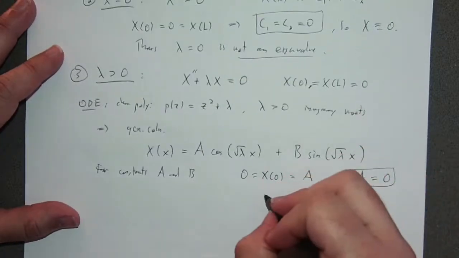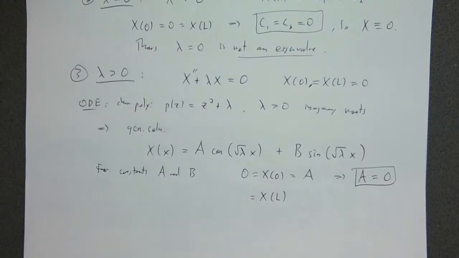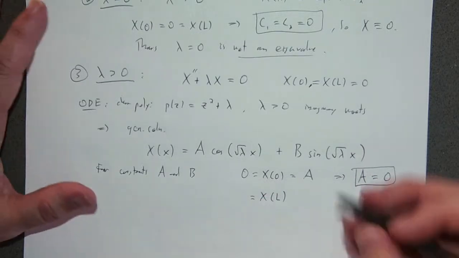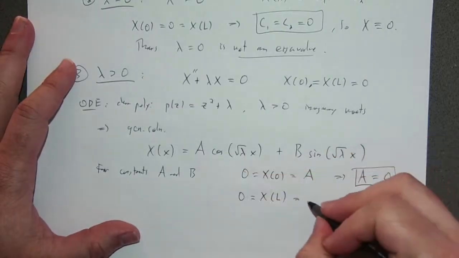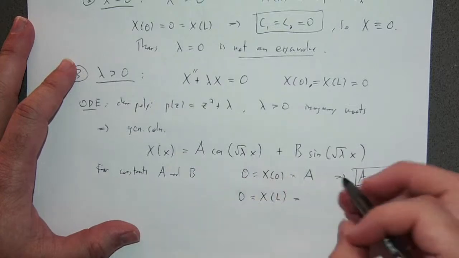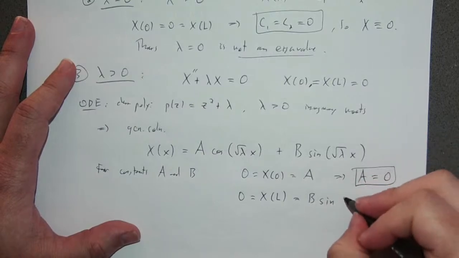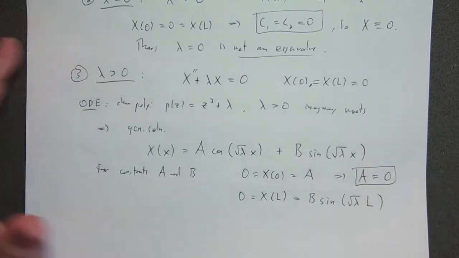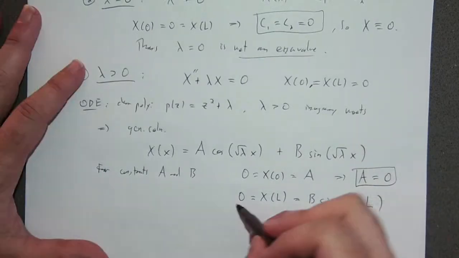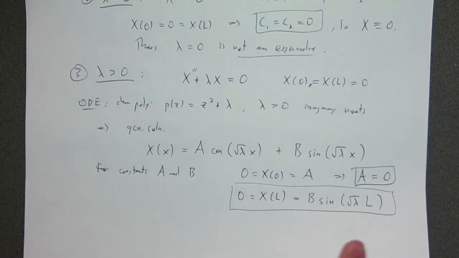But what about x of L being 0? What does that mean? X of L being 0, what is x of L? Well, a is 0 here, so there is no cosine term. So this is b sine of square root of lambda L. And so I get a trig equation here, right? 0 is equal to the constant b times sine of square root of lambda L.